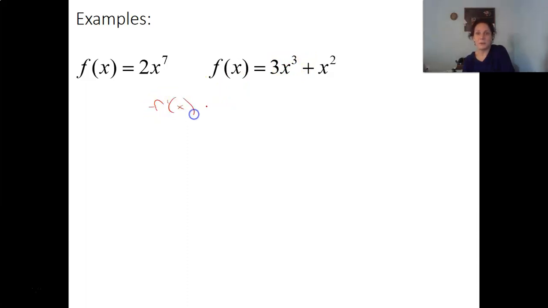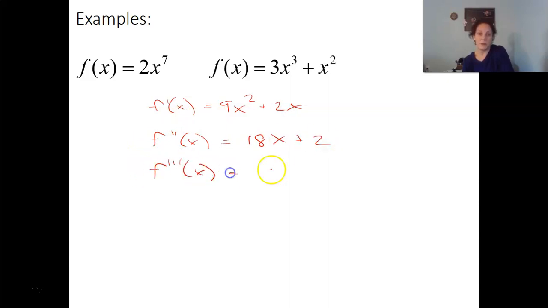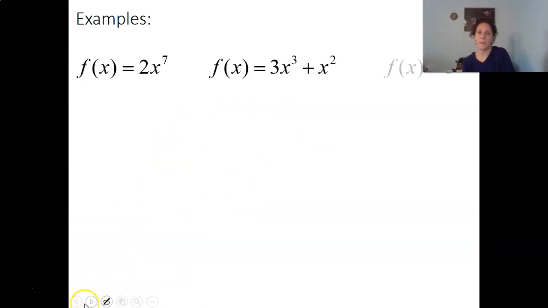So if we take our first derivative, we get 9x squared plus 2x. When we take our second derivative, I get 18x plus 2. I take my third derivative, I'm down to 18. Anything after my third derivative, fourth derivative and on, is going to be 0. And so we're just taking derivatives of derivatives here.